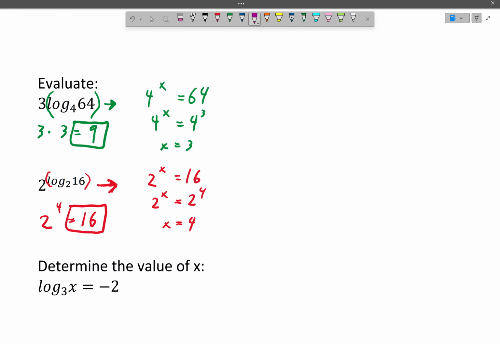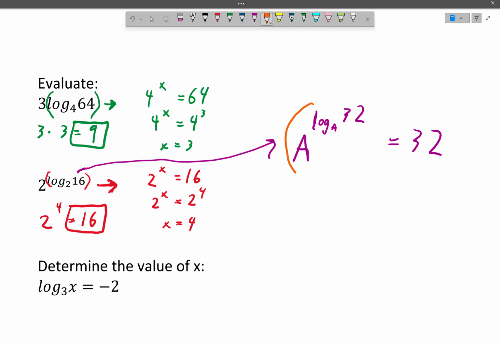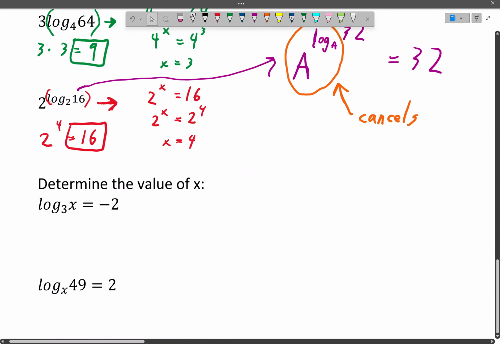So this one's actually an interesting one. Because if you have some sort of base to the exponent log of that same base, and then you have a number, whatever number that is going to be your answer. So this part cancels. That's an interesting thing to notice. But if you're ever unsure, don't worry about it. Just simply do the log individually, and then you can always plug it back in after.